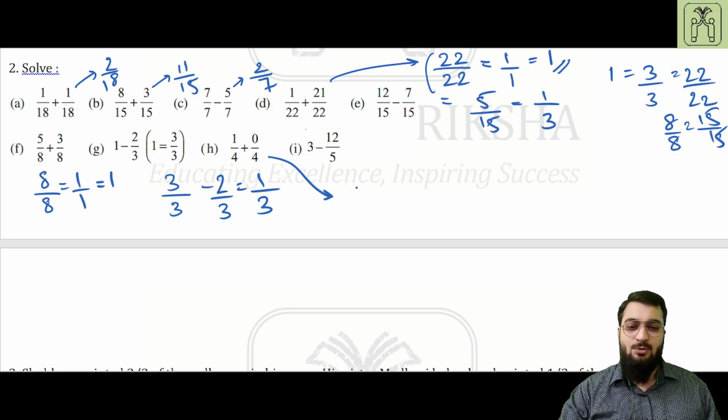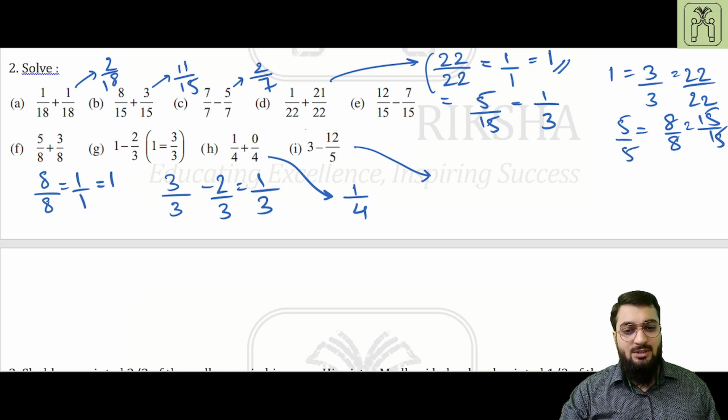So 1 plus 4 plus 0 upon 4, that is, we do not have to add anything. It will give you 1 upon 4. Similarly, over here, this will be 5 upon 5 or 3. Okay, I will explain that: 3 minus 12 upon 5. So you can understand that 1 is equal to 8 upon 8, 3 upon 3, 22 upon 22, or 5 upon 5. Any number, whatever the denominator, the same numerator.